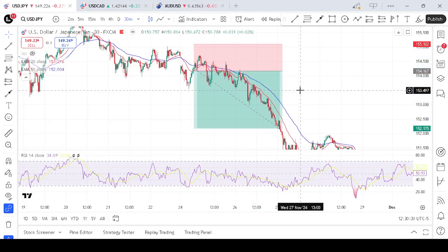You have to first of all wait for the 20 EMA to trade below or above the 50 EMA. We have to check our RSI to see if it's trading above the 60 or below the 40. Then we wait for price to get back to the 20 EMA before we take our trade.